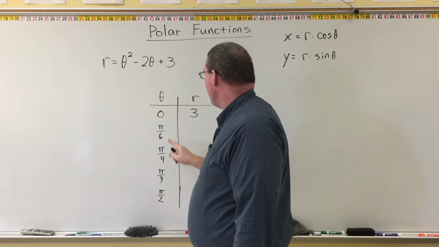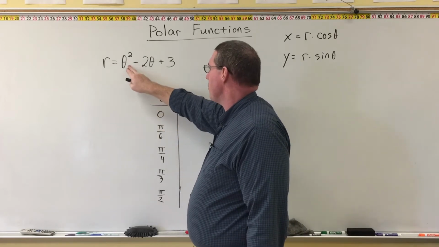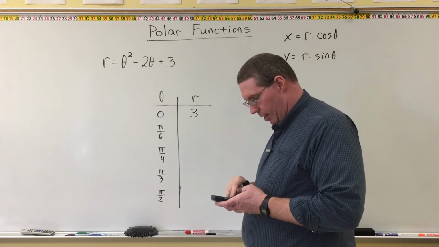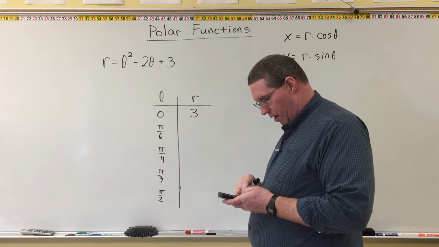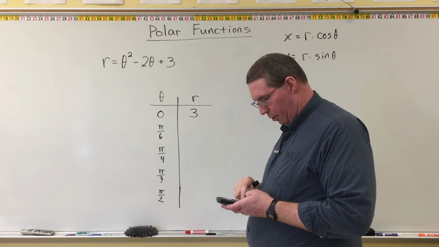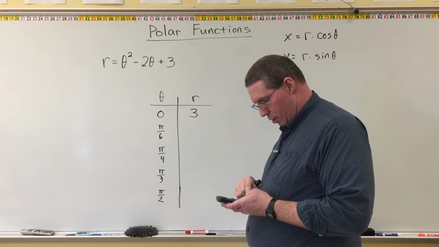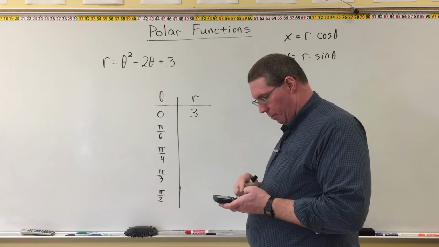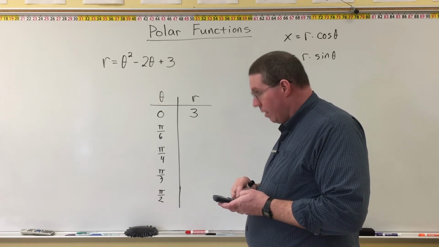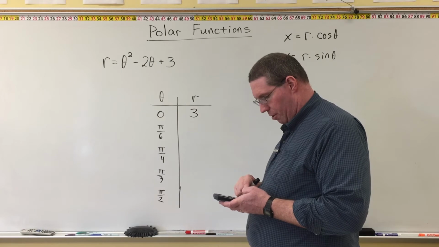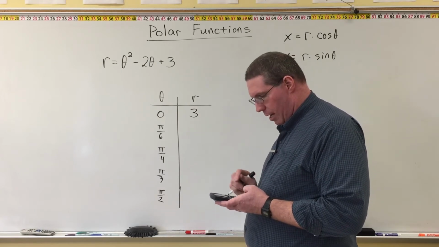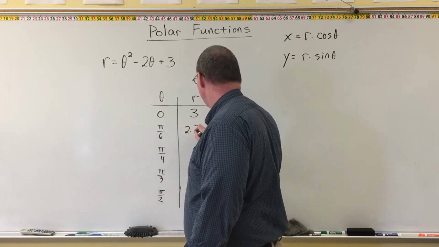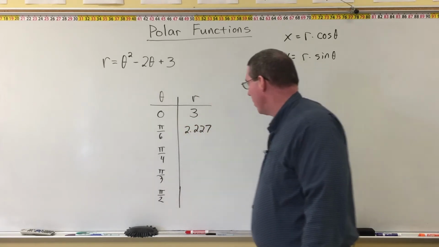Now, if we put pi over 6 in here, we'd have to do pi over 6 squared minus 2 pi over 6 plus 3. You're probably better off just keying it all in the calculator. So I'm going to do a parenthesis, then a pi over 6. I'm going to close the parenthesis, then I'm going to square it. Squared minus 2 times, I'm going to put it in parentheses again, pi over 6, close the parenthesis, then plus 3, and I get 2.227. 2.227 is my radius. Okay.